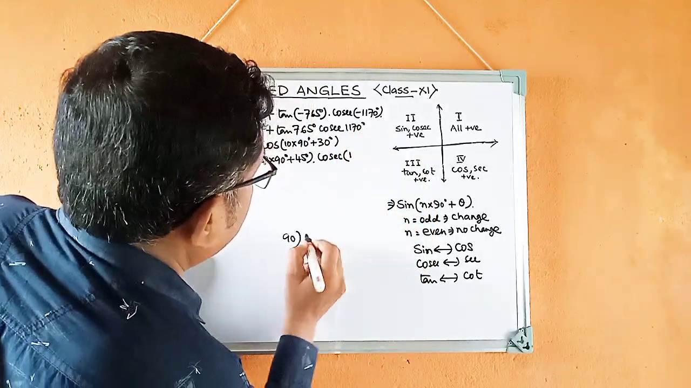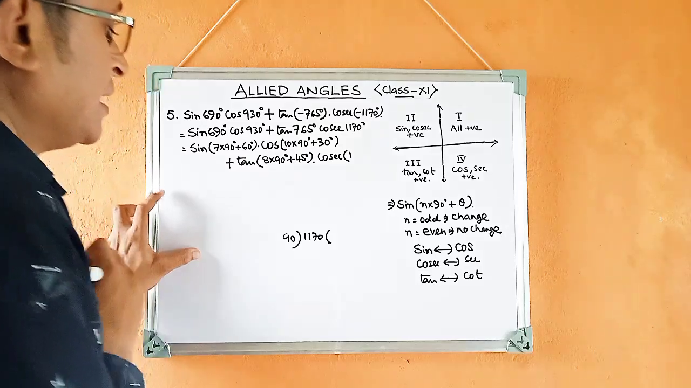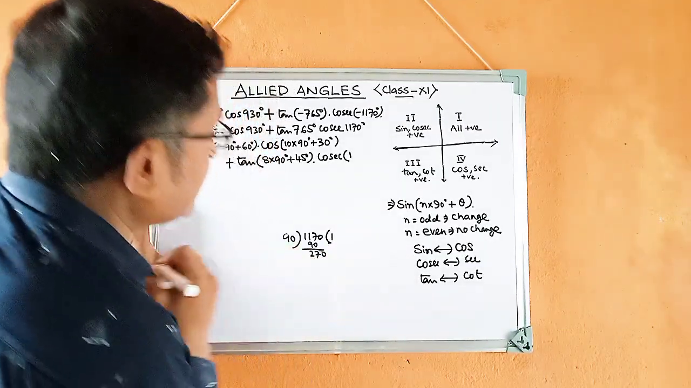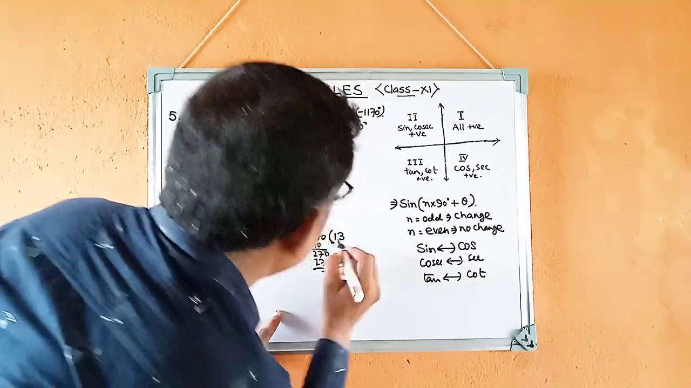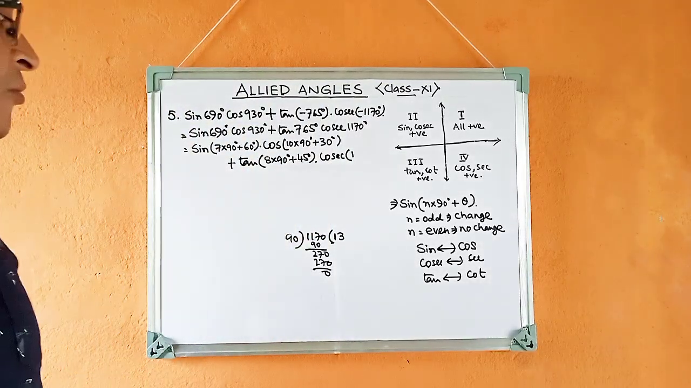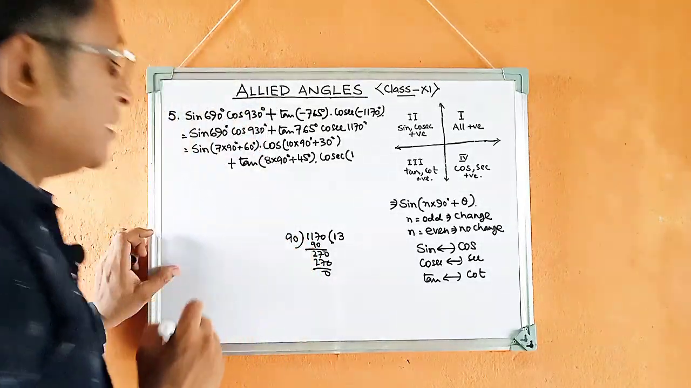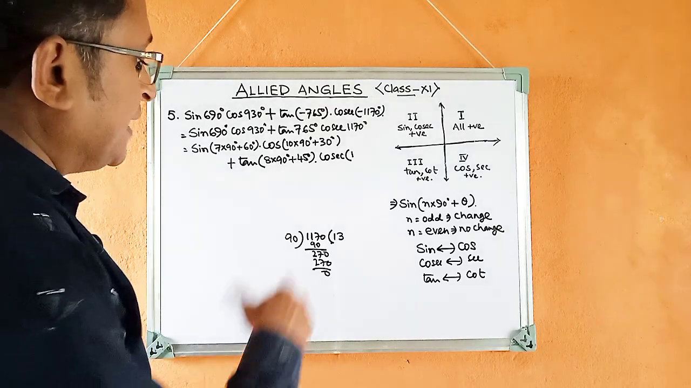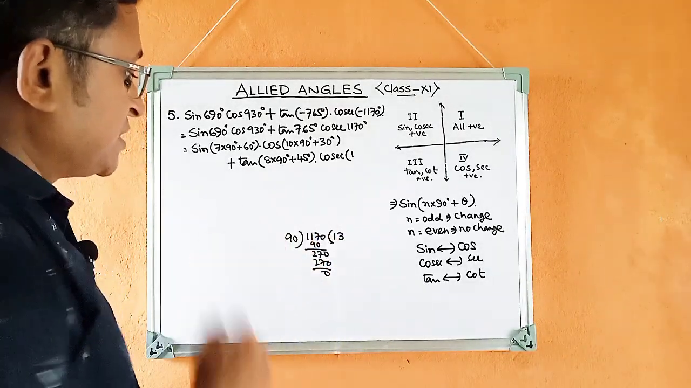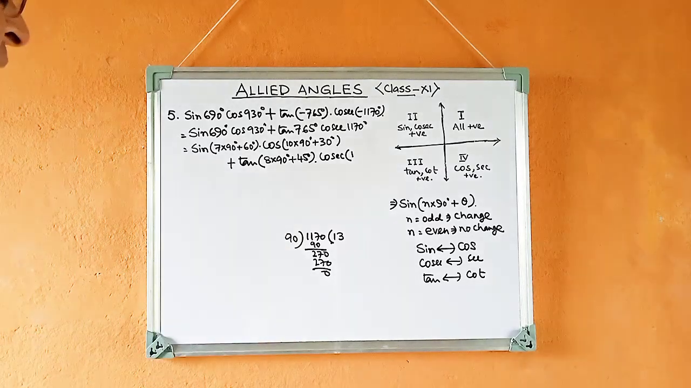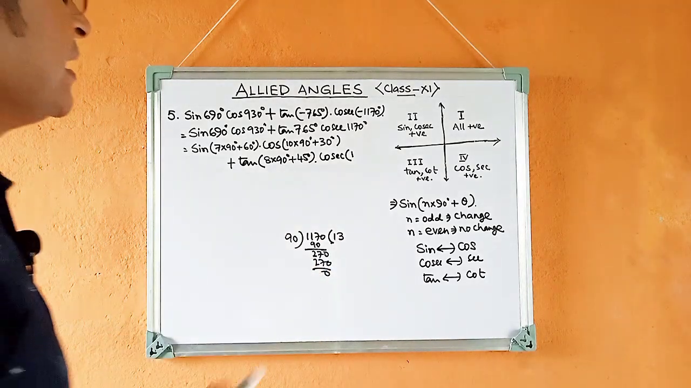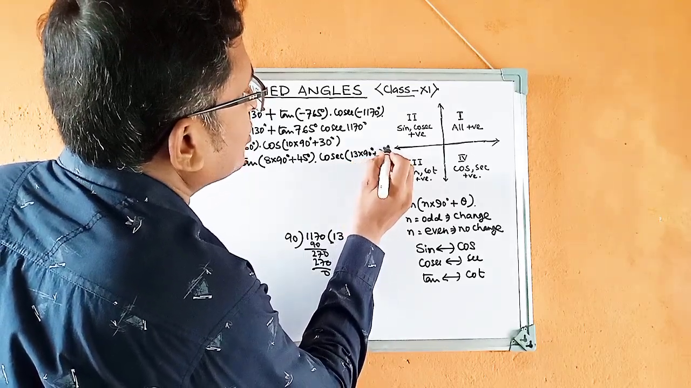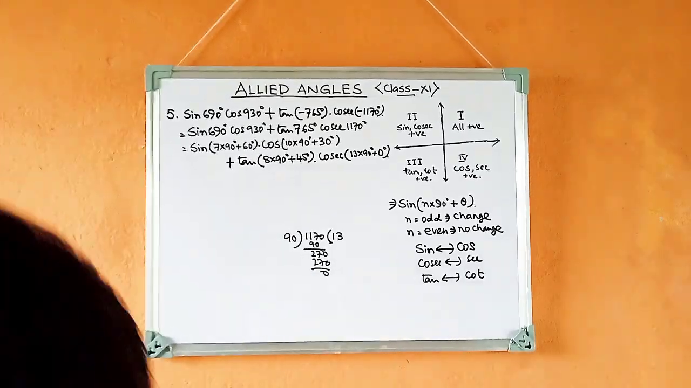If we divide 1170 by 90, we get 13 times 90, since 13 nines are 117, and the remainder is 0. So 13 into 90 is 1170. So we get 13 into 90 degree plus 0 degree. Now see what happened.